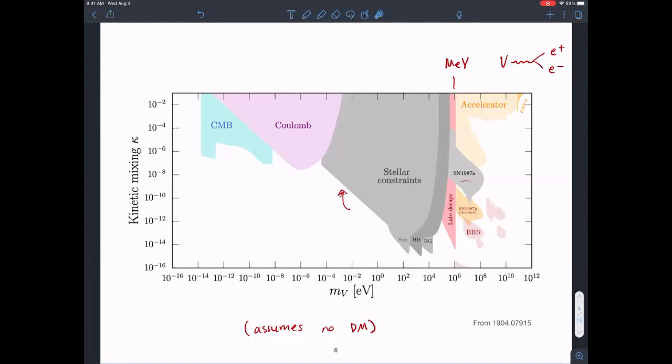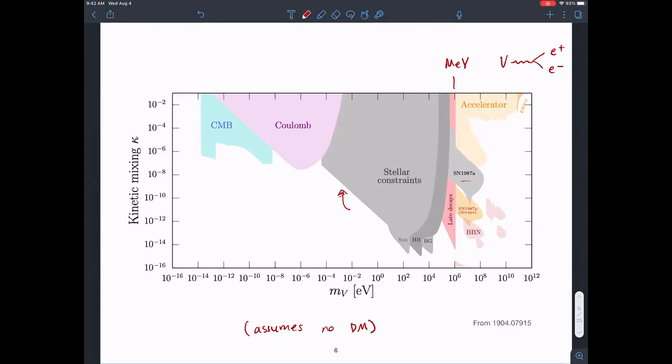Is this only for dark matter that's thermally produced, or does it also consider non-thermal? To clarify, this is just the constraints on the dark photon, and all of the ones shown here assume there's no dark matter coupling involved. So all these constraints will change if you put in the dark matter. Well, some of them will change, not all of them.